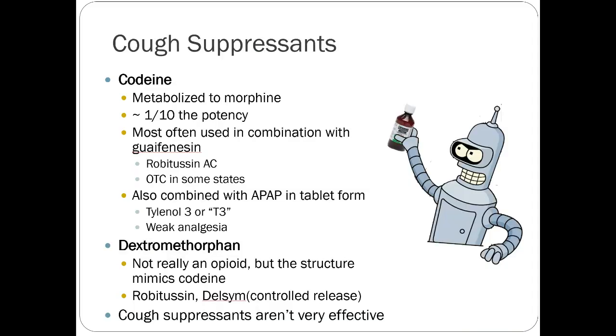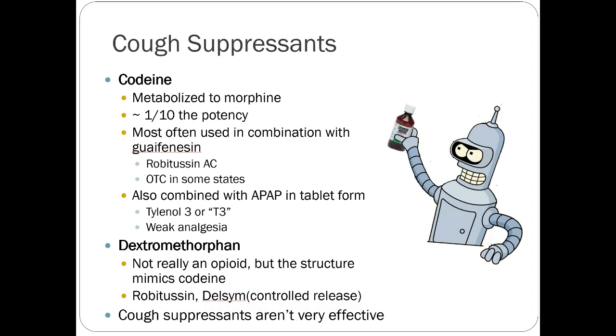All right, cough suppressants / really poor opioids. Codeine. Codeine is metabolized into morphine at like a 1-to-10 ratio. So technically it is a real opioid. It's not just a cough suppressant, but clinically it's most often used probably as a cough suppressant, as various different forms of cough syrup. Does it work? Probably not. It's also combined as Tylenol 3, or T3 is a common abbreviation for that, and that's 30 milligrams of codeine and 300 milligrams of acetaminophen.